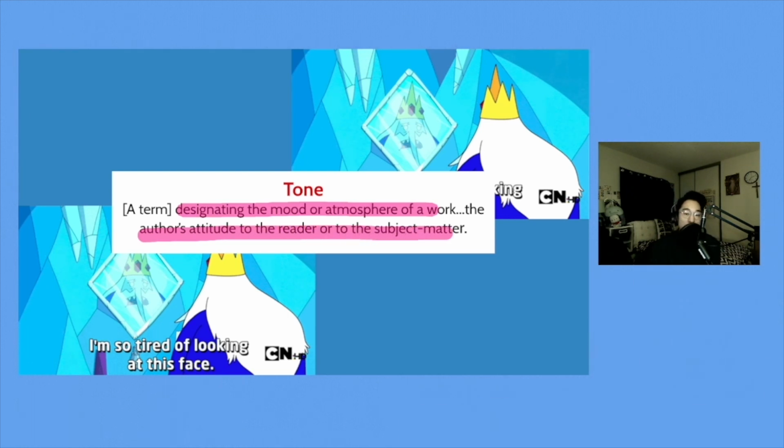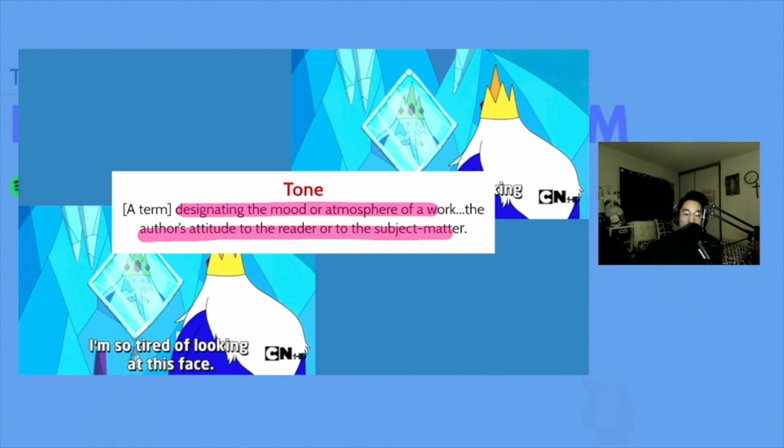So like with the two panels we just looked at, the tone was definitely sad. It was lonely. In this case with the Ice King, he's saying, I'm tired of looking at this face. Without context, he's already setting the tone that could be interpreted in multiple ways. This episode is sad, angry, upset, tired, insecure, and that's just only part of the context that we know. Imagine if you had the entire episode, what could that tell you about the theme or tone?